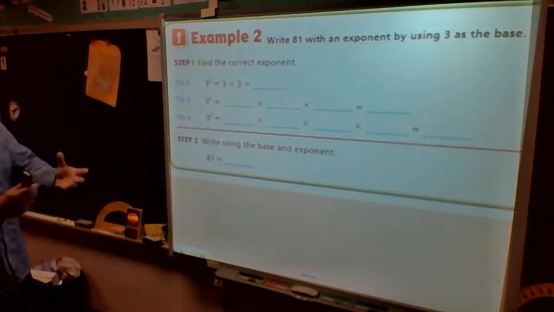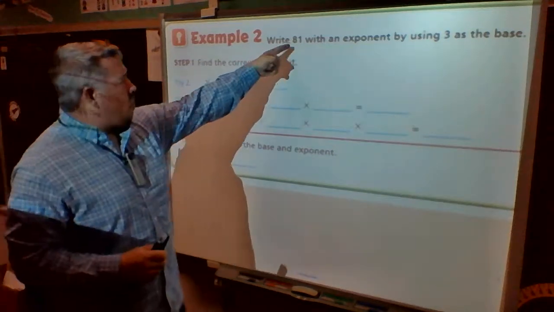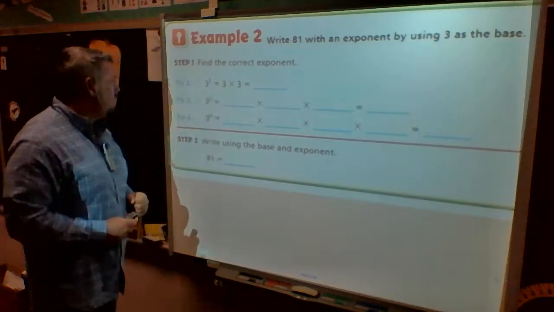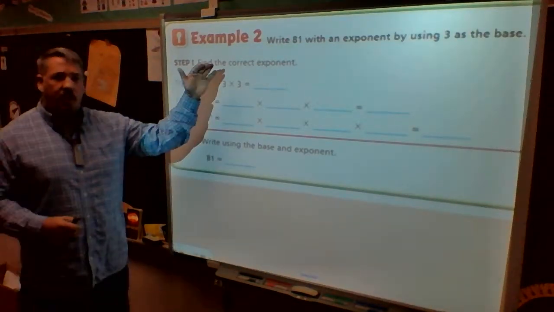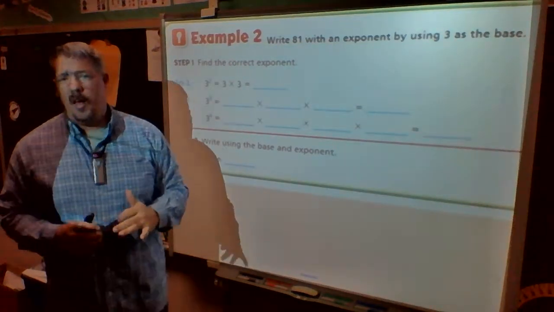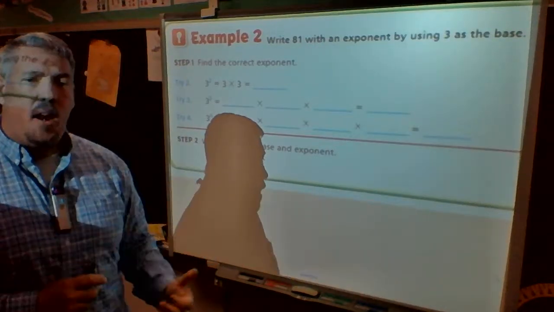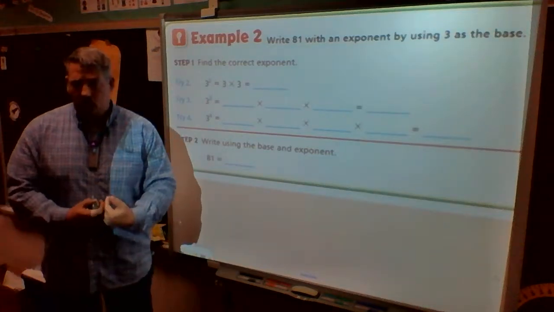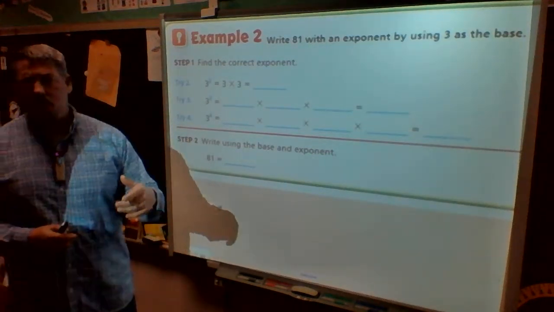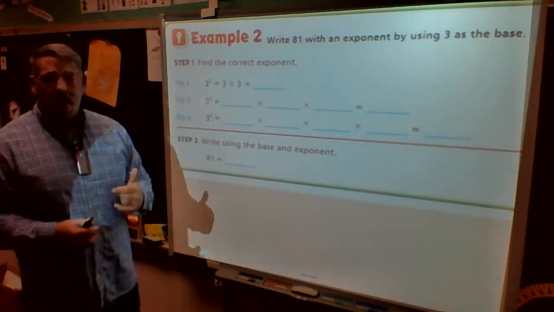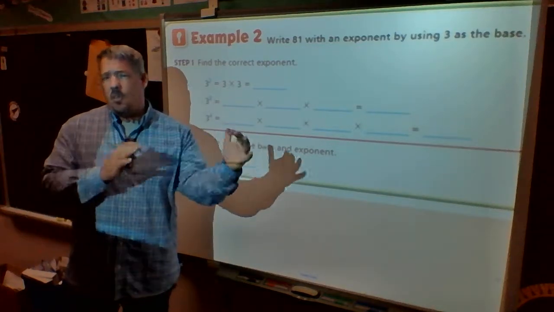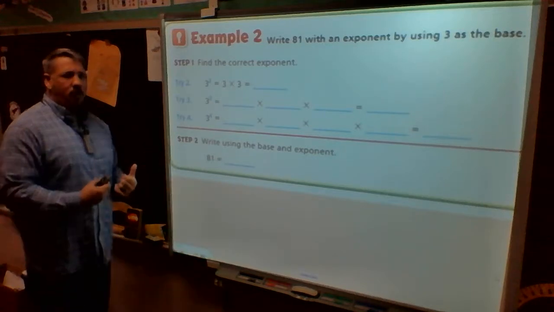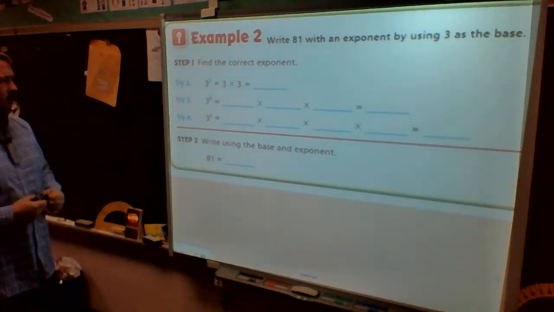Alright, so moving on. Looking at the directions, write 81 with an exponent by using 3 as the base. Okay, so this is a guessing game. I don't really like guessing games. I like doing things systematically and through mathematical steps, but this does work. For me, it just takes longer. We're going to be looking at a couple things here in the next couple of videos where it really is a guessing game on where to put parentheses to get to a number that they're expecting you to find. And so I'll talk about that again when I get to that video.